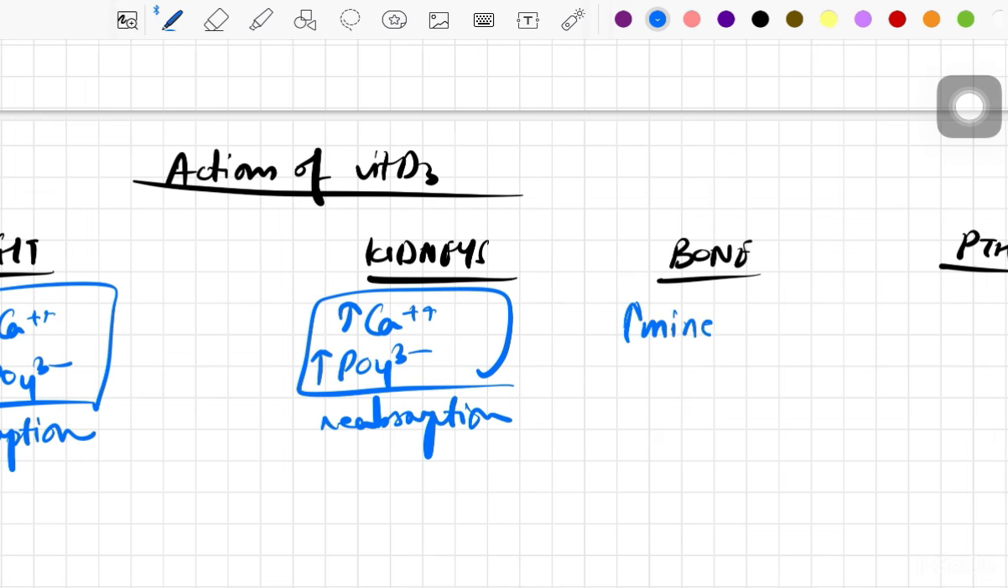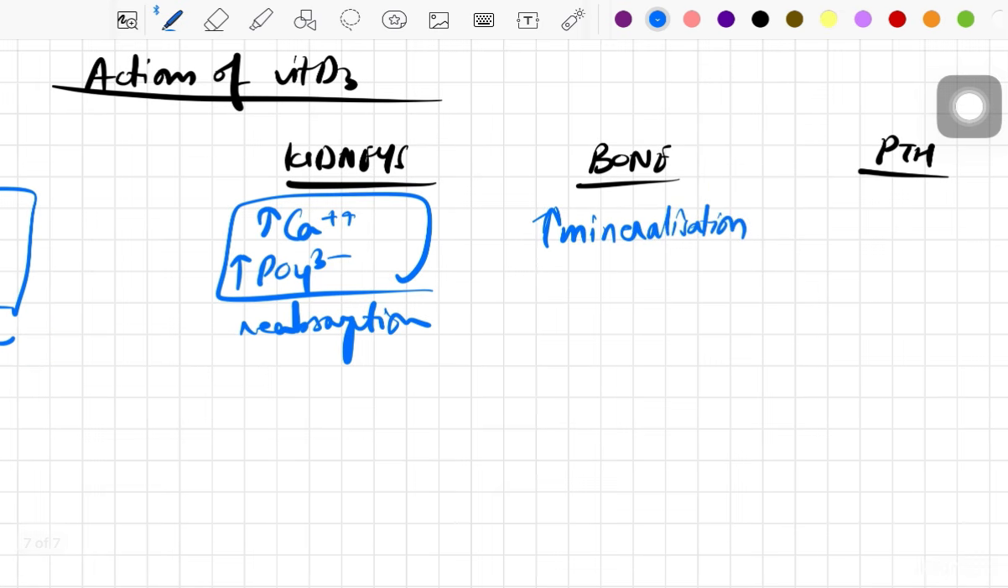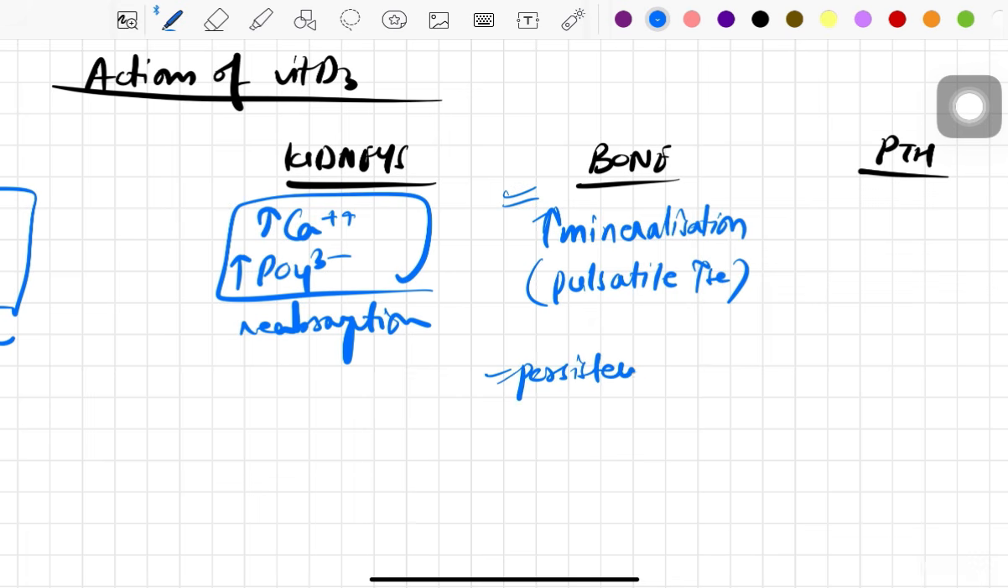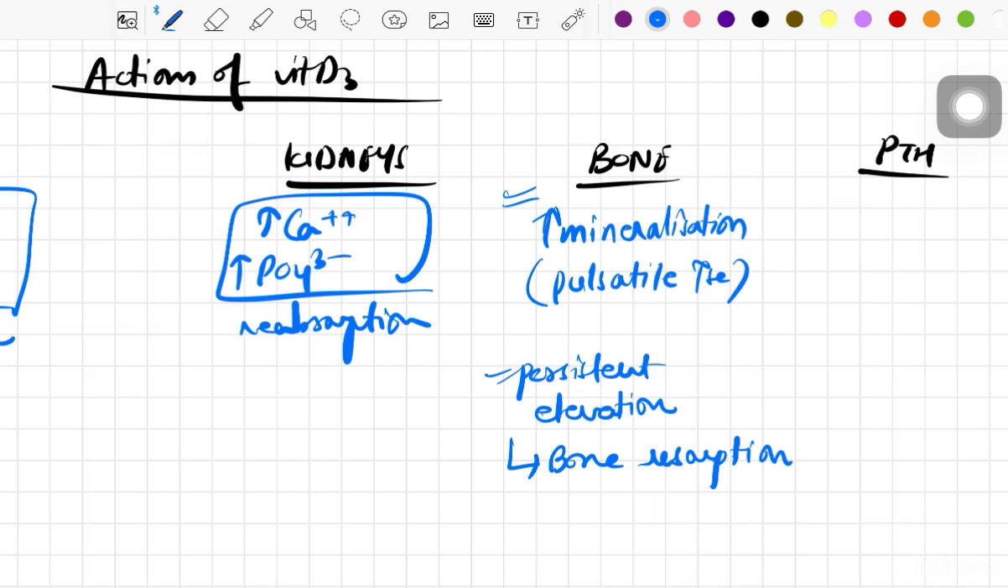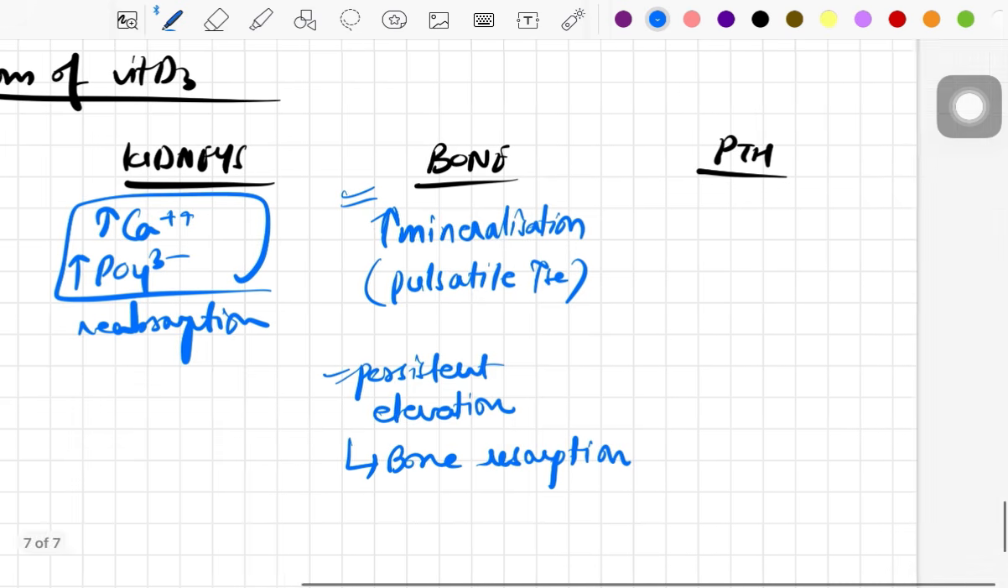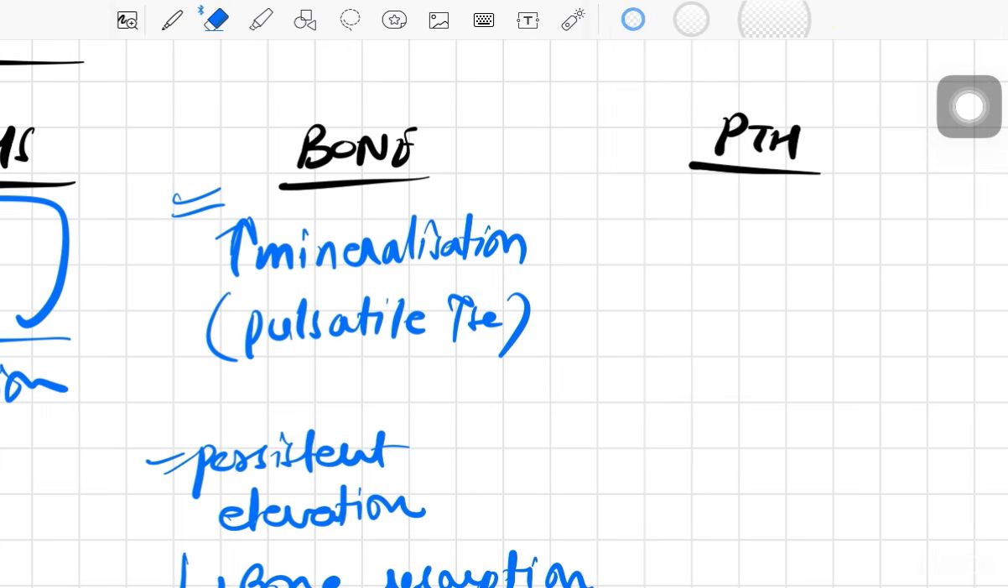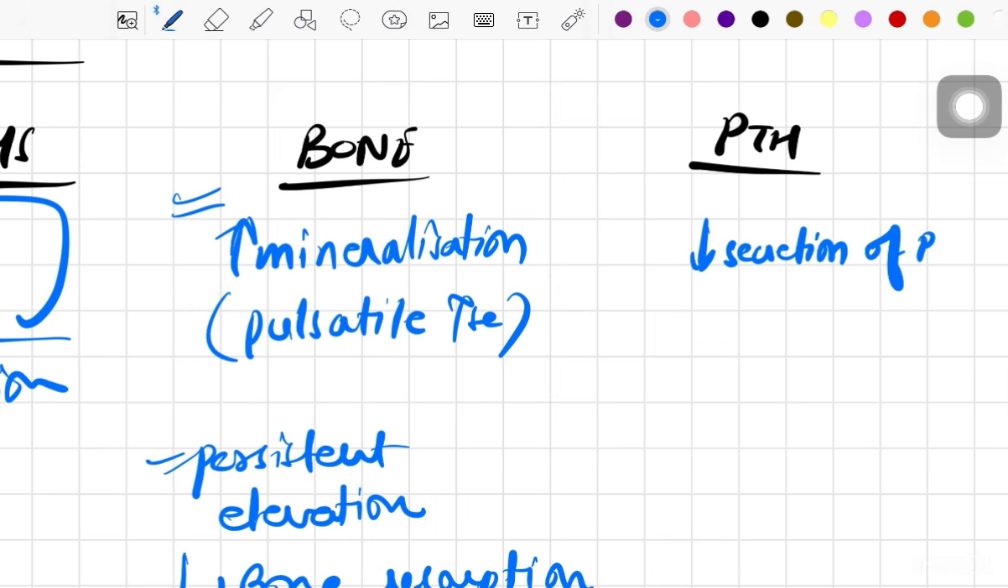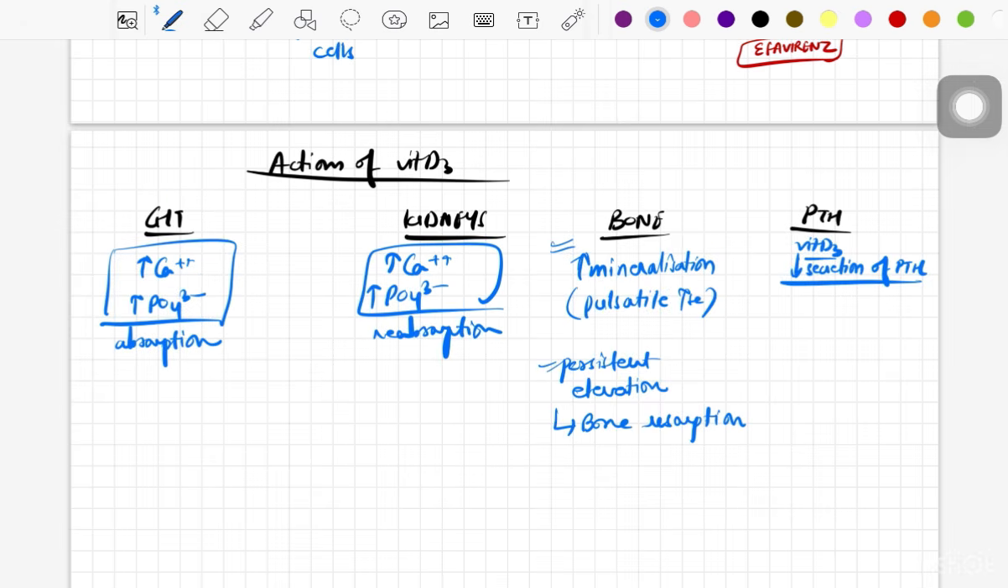In bone, vitamin D3 increases mineralization. Mineralization is done by vitamin D3, but only if there is a pulsatile release or pulsatile increase in vitamin D3. If there is persistent elevation of vitamin D3, remember the bone will undergo resorption instead of mineralization. So persistent elevation of vitamin D3 as well as PTH causes bone resorption. And the action of vitamin D over PTH is that it decreases the secretion of PTH. So vitamin D3 decreases the secretion of PTH, because if vitamin D3 is adequate, PTH will not be released.